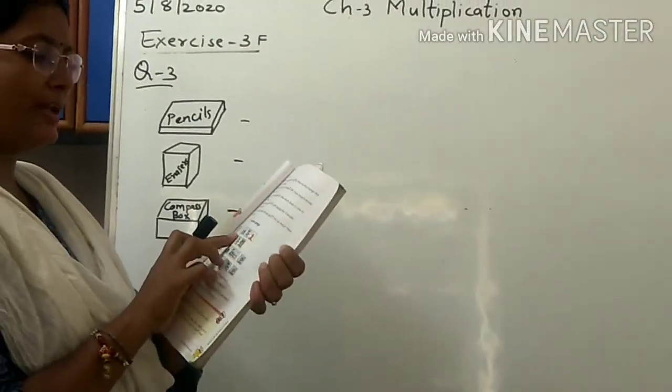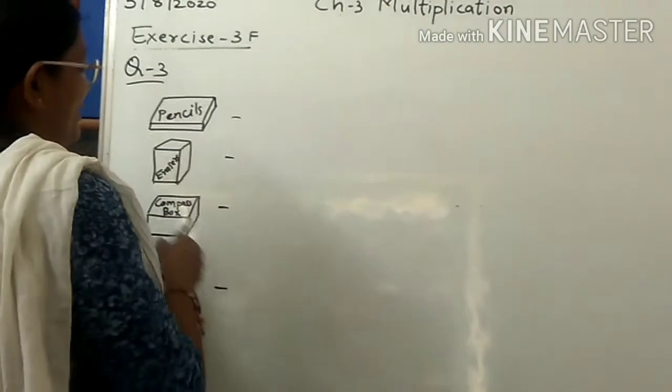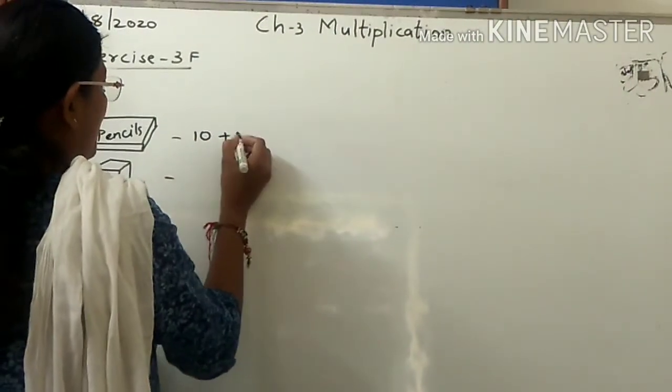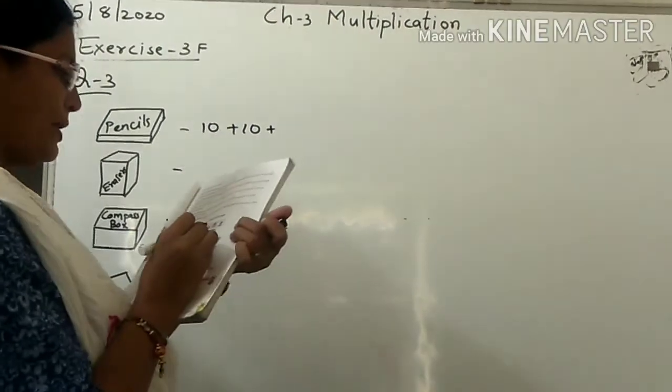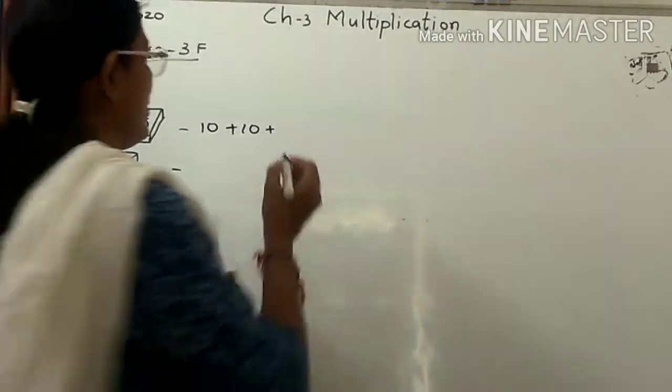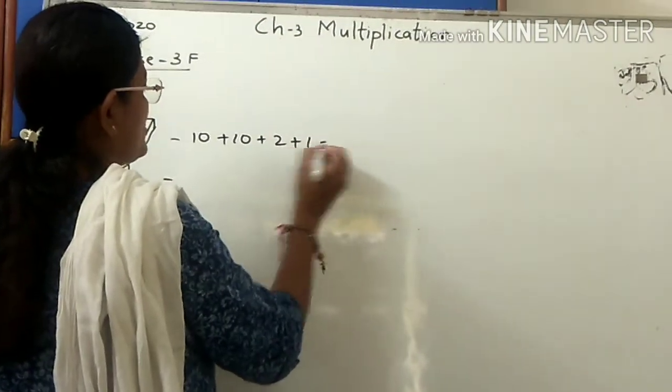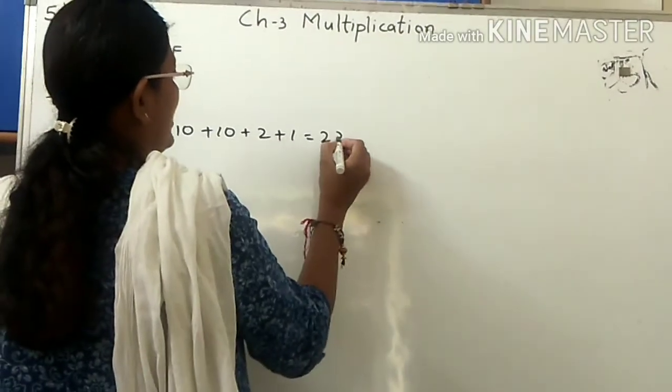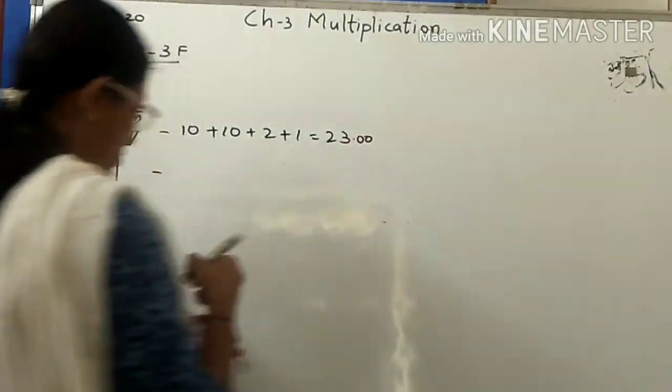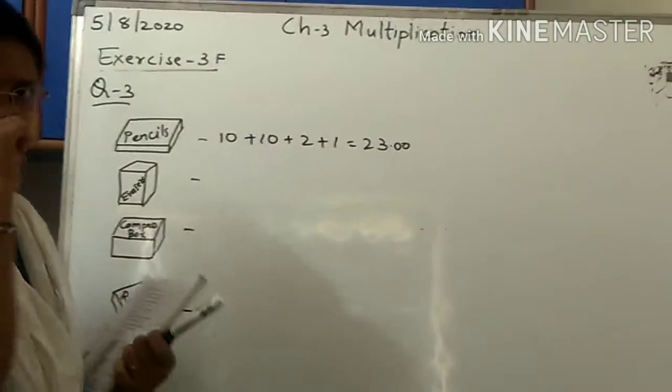In pencil, the first stamp is of 10 rupees. Then again 10. So I will do here 10 plus 10. Plus again it is 2 rupees and then 1 rupee. So 2 rupee plus 1 rupee. So here it will be total 23 rupees stamp will be there on pencil's parcel.